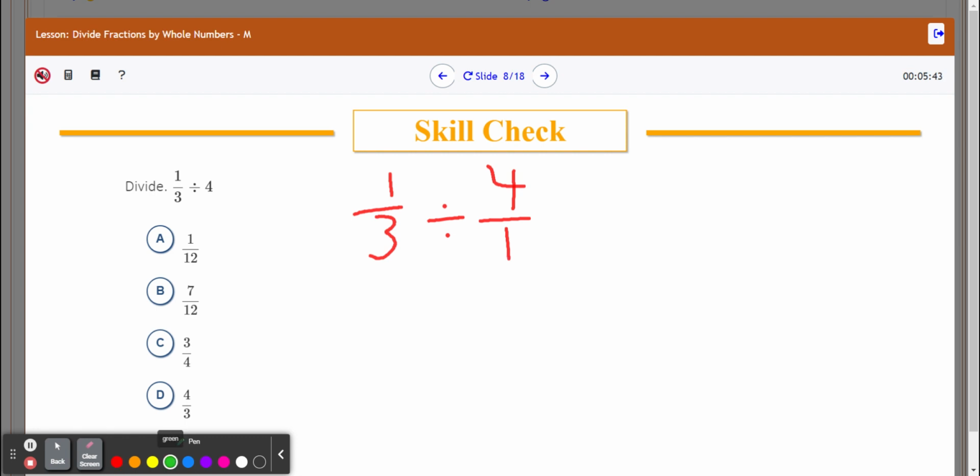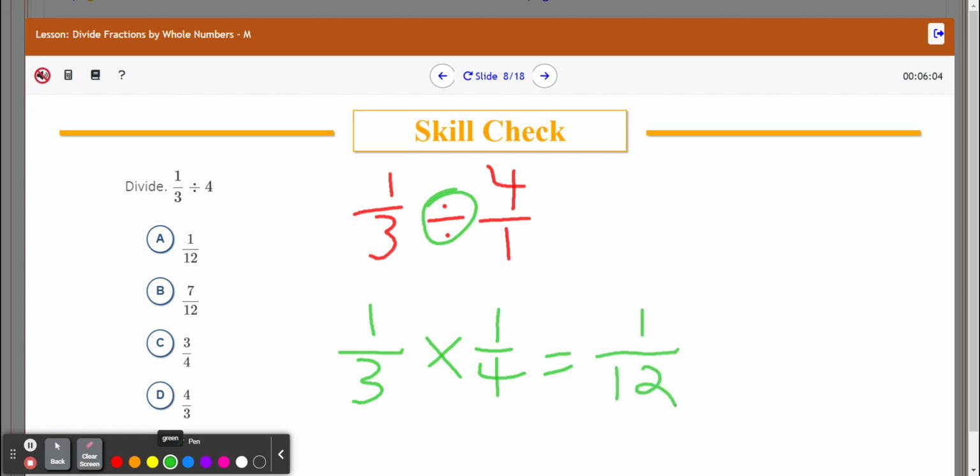So now we just follow our division. Ready? 1/3, you change the division sign to a multiplication sign, and you use the reciprocal of 4/1. So if we flip the 4 and the 1, we get 1/4. So 1 times 1 is 1, 3 times 4 is 12. Our answer is 1/12.